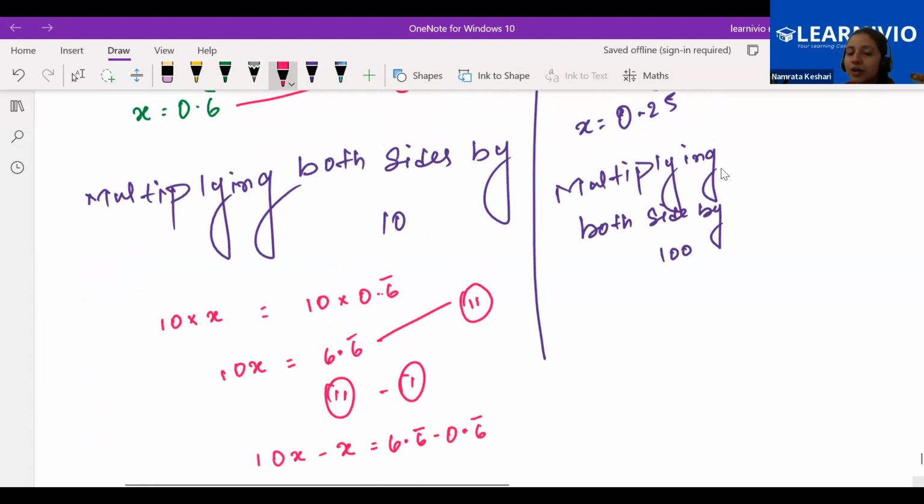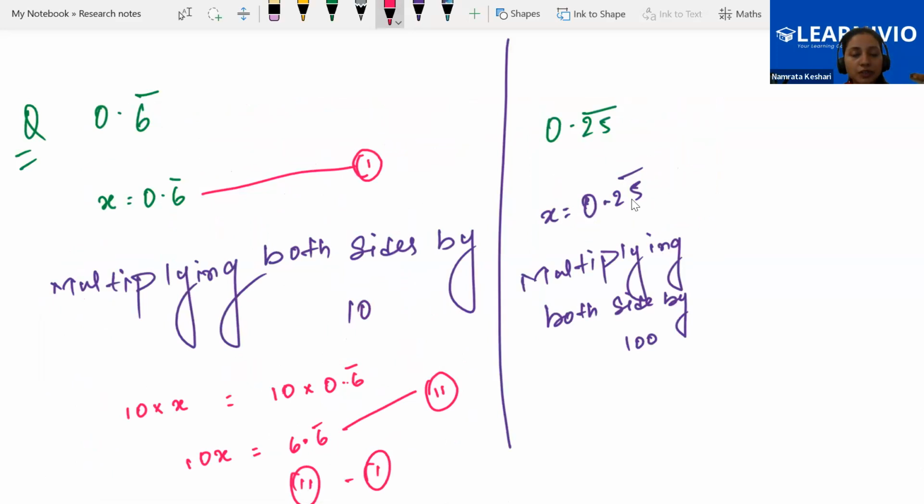Okay, 0.25 bar we are having, x equals to whatever we are having, we have to assume. Then we have to check how many digits are repeating. Two digits are repeating, so multiplying both sides by 100. This has to be equation 1. Now when you multiply both sides by 100, it will be 100x equals 100 into 0.25 bar. Now the left side is clear, that is 100x. Ayan, can you tell me what will be on the right side? If we multiply 0.25 bar with 100, what are we going to have?